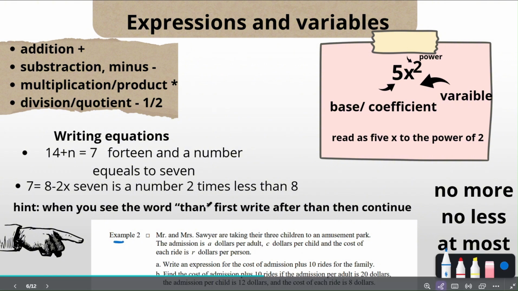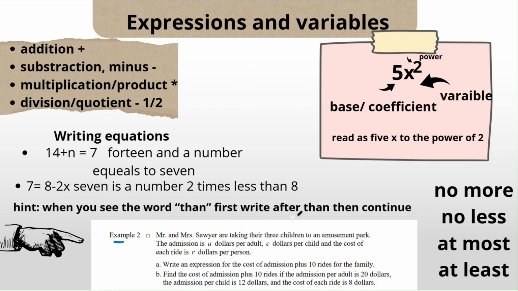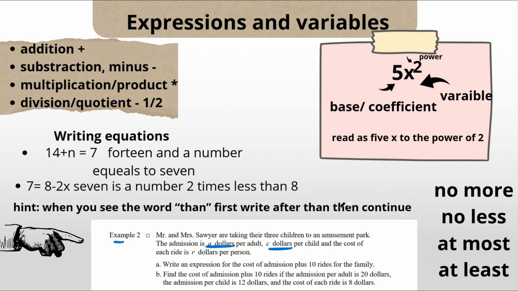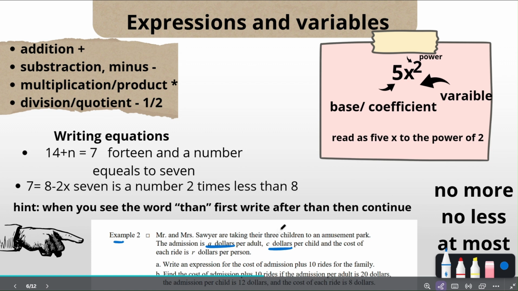Mr. and Mrs. Sawyer, sorry for misspelling this name, are taking their 3 children to an amusement park. The admission is $A per adult and $C per child. This information is important. It is advised to highlight those keywords, but obviously in the SAT you won't be able to highlight them in the math section, but in the English section, yes, you're fine. It's just a good habit to implement. So A for adults, C for child, and the cost of each ride is $10. We've got all the information here.